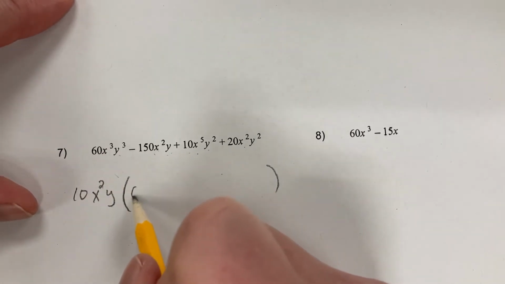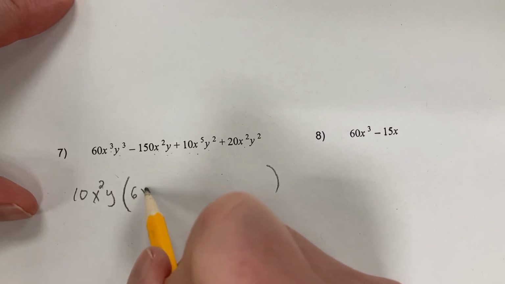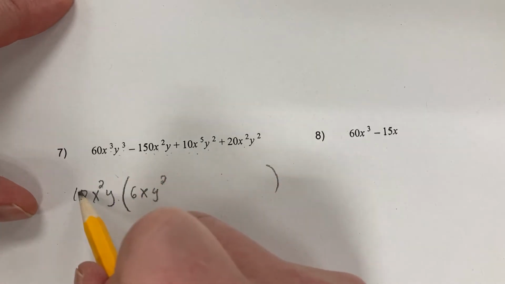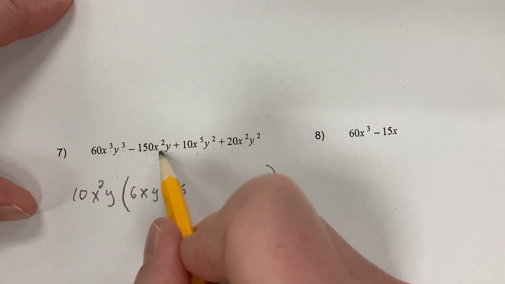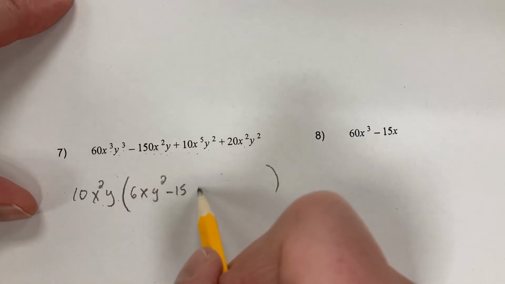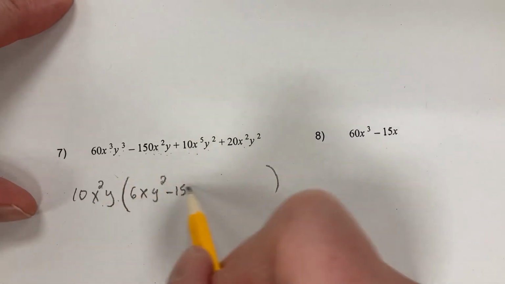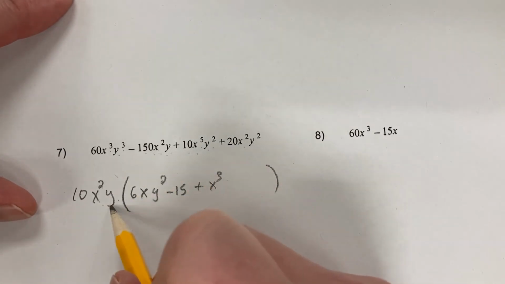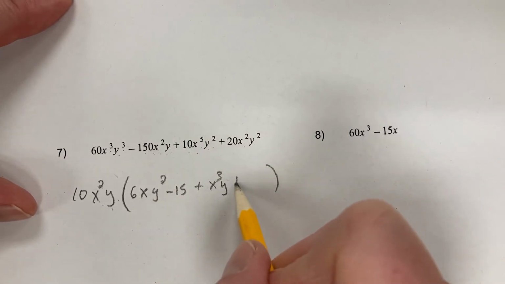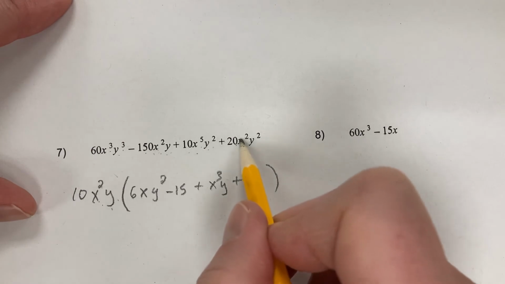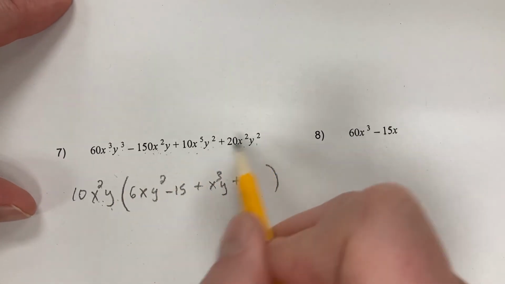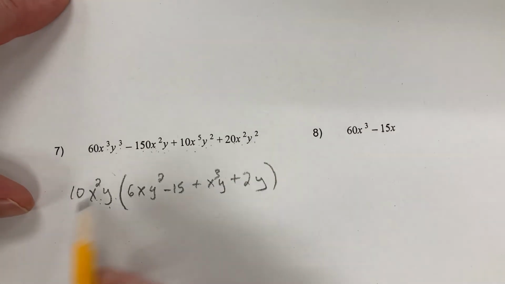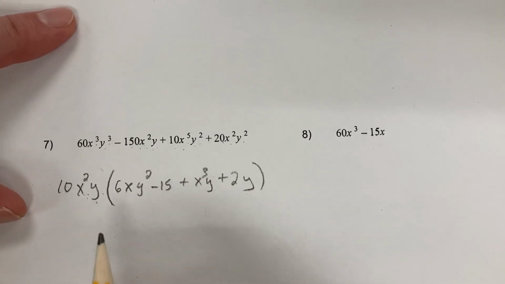So 60 divided by 10 is 6. I had 3 x's, I took 2 away, 1 left over. Had 3 y's, took 1 away, 2 y's left over. Negative 150 divided by 10 is a negative 15. Had 2 x's, took them away. Had a y, took it away, so there's no variables left here. 10 divided by 10 is 1. Had 5 x's, took 2 away, there's 3 left over. Had 2 y's, took 1 away, 1 y left over. 20 divided by 10 is 2. Had 2 x's, took them both away, so those are gone. Had 2 y's, took 1 away, so there's 1 y left over. So you got a lot of stuff to keep straight there, but not too bad.